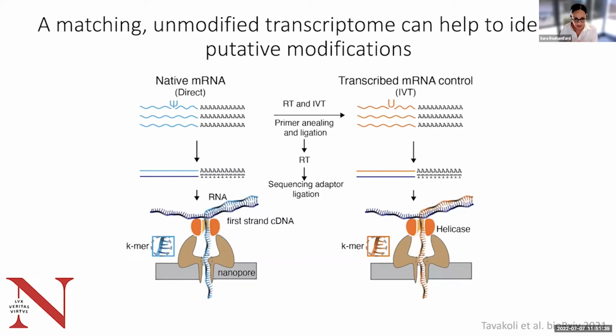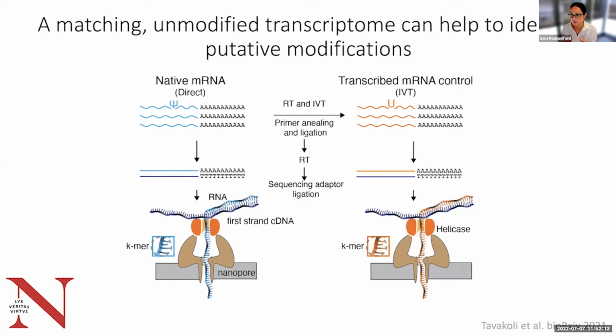So one way, which I'm showing you on the screen, is to generate a matching unmodified transcriptome. So for direct RNA sequencing, you're taking your native mRNA and you're generating a library, which you'll pass through the pore directly. If you want to create an identical control to this, you can make a matching unmodified transcriptome by reverse transcribing your entire mRNA library from the same cells to make cDNA, and then in vitro transcribing it using canonical RNAs.